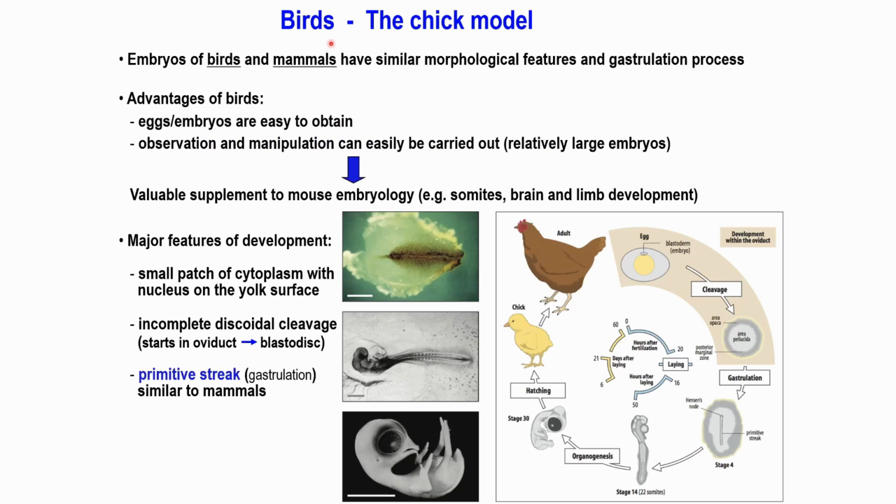So birds, the chicken has been used. The eggs are easy to obtain. Mammals and birds have very similar morphological features, and the gastrulation process is similar, so we can use them to study that. They're a valuable supplement to mouse embryology. They have the same features as human and mice, like the development of somites, and the brain and limb development can be studied in chicken. They have a small patch of cytoplasm with the nucleus on the yolk surface. And then they have this primitive streak that forms, shown here, which is very similar to mammals, so we can use the chick to study these things.